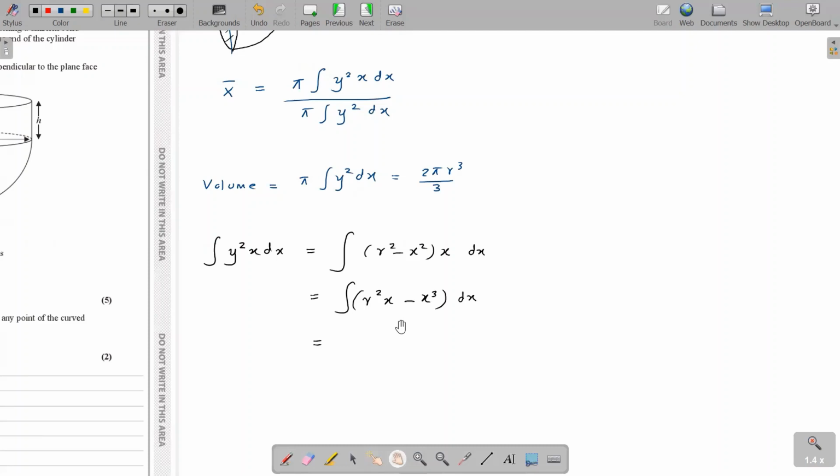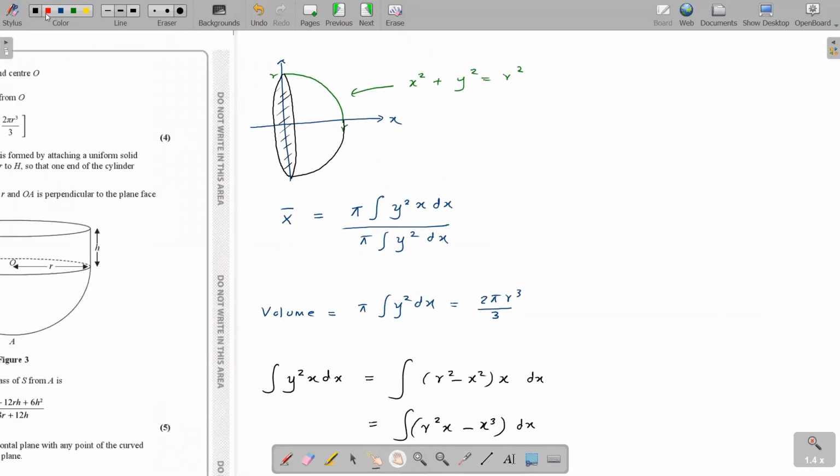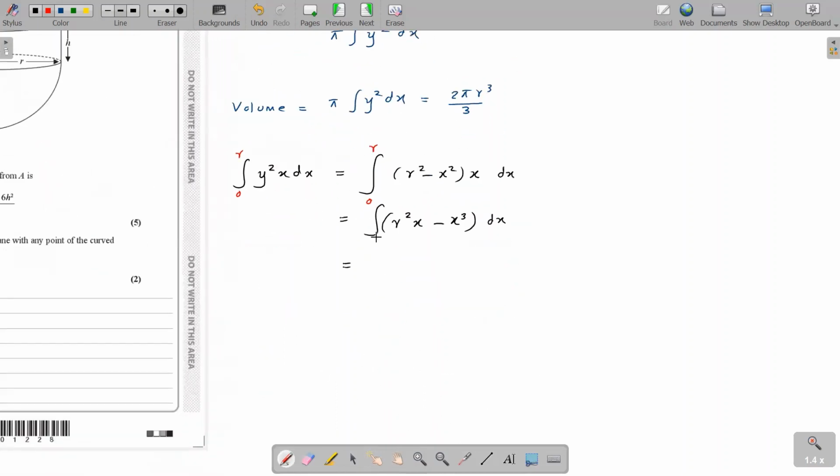And what are the integration limits, by the way? The integration limits for x start from x equals 0 and go until x equals r, right? So your limits are from 0 to r. Are you with me? So r squared is a constant, and when you integrate x, you get x squared over 2. Minus x cubed integrates to x to the power 4 over 4. Your limits are from 0 to r. Are you with me?